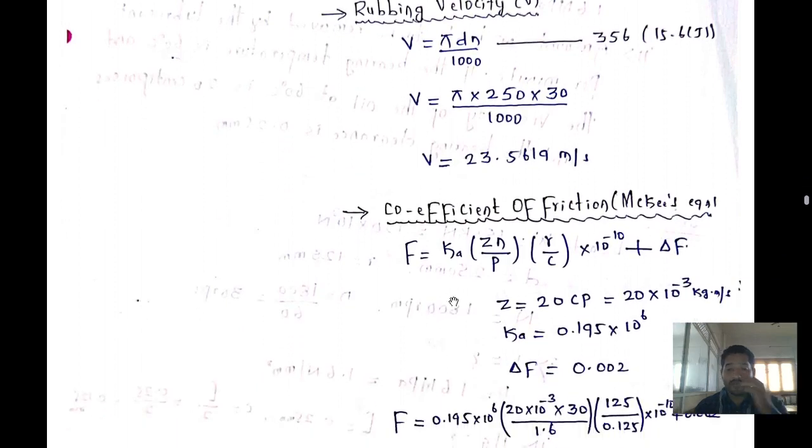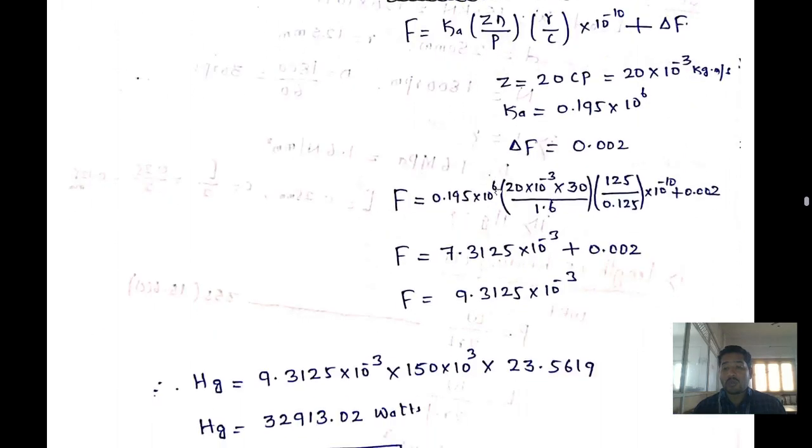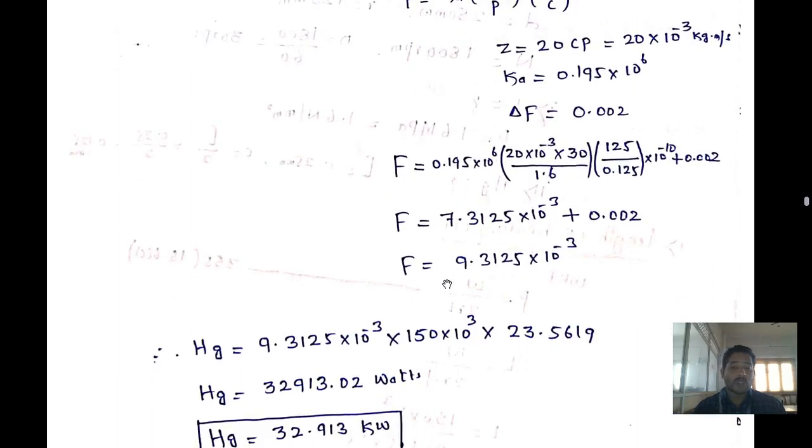If you want to find the coefficient of friction by Mackey's equation, you know the formula very well. Ka is 0.195 into the power minus 6, the dynamic friction is 20 into the power minus 3, into speed 30, by pressure 1.6, the radius 125, and the radius of clearance 0.125 into 10 power of minus 10, plus delta F value 0.002. If you calculate with the calculator, you will get the F value as 9.3125 into 10 power of minus 3. This is the coefficient of friction by Mackey's equation.